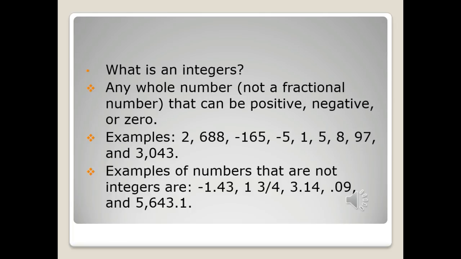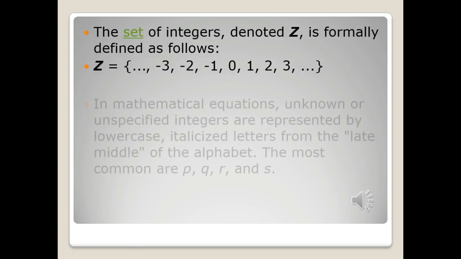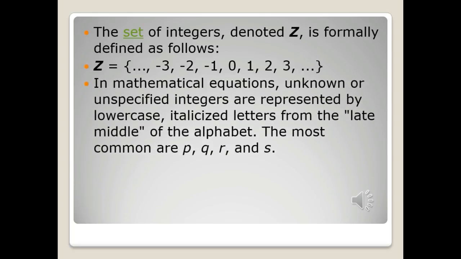Examples of numbers that are not integers are fractions, decimals, etc. The set of integers, denoted Z, is formally defined as follows: Z is equal to the set of -3, -2, -1, 0, 1, 2, 3. In mathematical equations, unknown or unspecified integers are represented by lowercase, italicized letters from the middle of the alphabet. The most common are P, Q, R, and S.